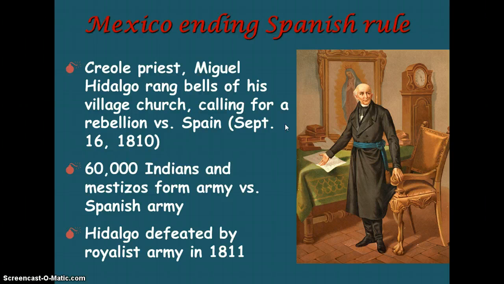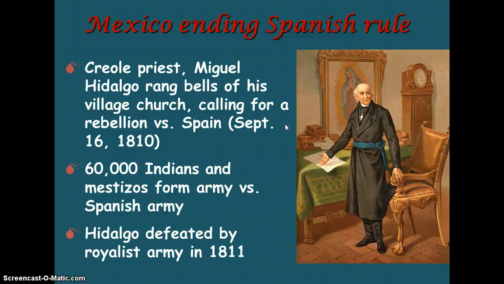Mexico ends Spanish rule. Now, we did Mexico today for the most part. The Creole priest, Miguel Hidalgo, pretty much started the whole thing, and his rebels were mostly mestizos and Native Americans, and he was pretty much just pleading the cause of the poor, the peasantry in Mexico. These 60,000 Indians, or Native Americans, and mestizos form an army, and they fight against the Spanish army. The Spanish army is made up of Creoles and Peninsulares, so the Creoles are on the Spanish side in Mexico.